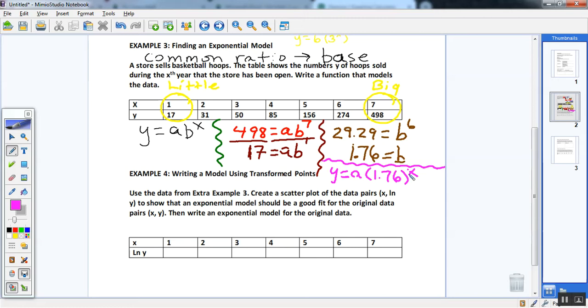I need help. Let's put the little point in. Is that okay to find the a value now? Okay. Let's go. What's going in for y? 17 is going to equal a times 1.76 to which power? Well, what is 1.76 to the first? Okay, so what I need to do is have somebody take 17 and divide it by 1.76 for me. 9.66. Okay, so the a value is 9.66.